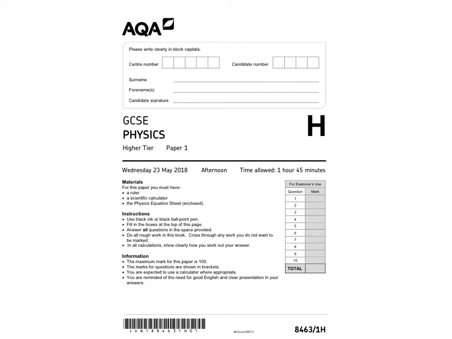Hello, I'm just going to go through the GCSE Physics paper 1 from May 2018, question 5. Press play and pause as you wish and go through the answer in your own time.